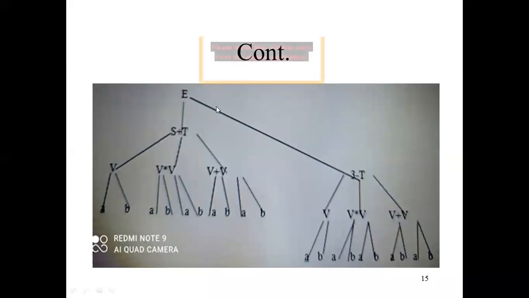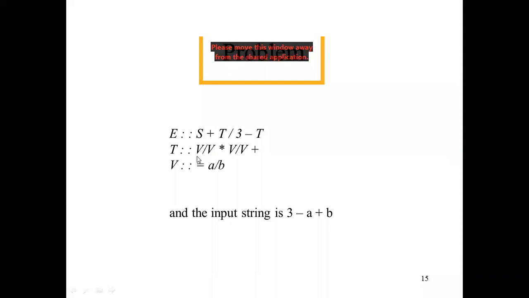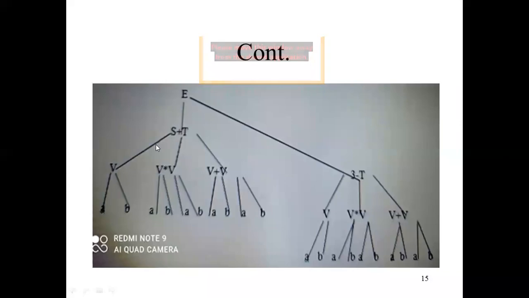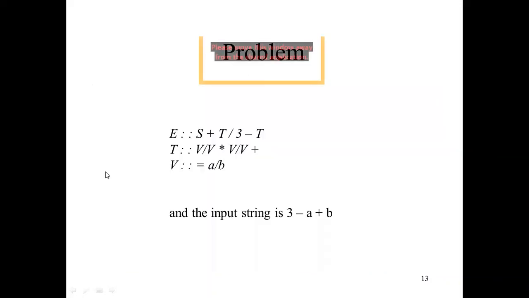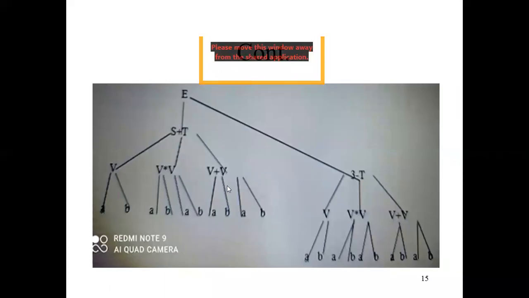Now you can see another option here: E has both options, S plus T and 3 minus T. So this is the syntax diagram for the complete expression. For S plus T, we have three options: either V, or V star V, or V plus V. So we can choose either S plus T or 3 minus T, and again we have three options: single V, V star V, V plus V.